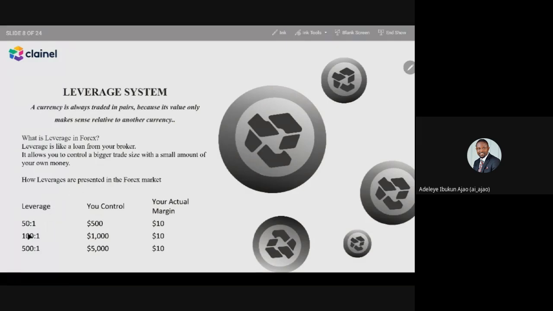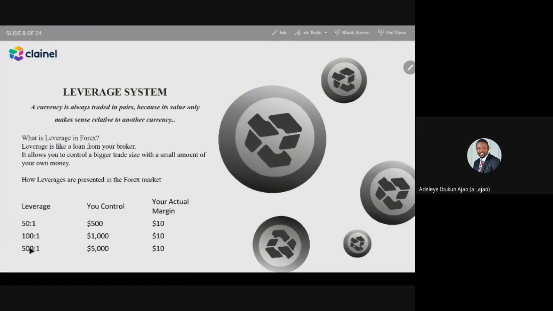They are presented in this ratio format, which is 50 ratio 1, 100 ratio 1, and 500 ratio 1. So now here you control $500 with a $1 margin. This might seem confusing, but I'm going to break it right down for you. Starting with our 500 ratio 1, let's start from the bottom. This leverage means for every $1 you have, you can trade $500 worth of the currency.